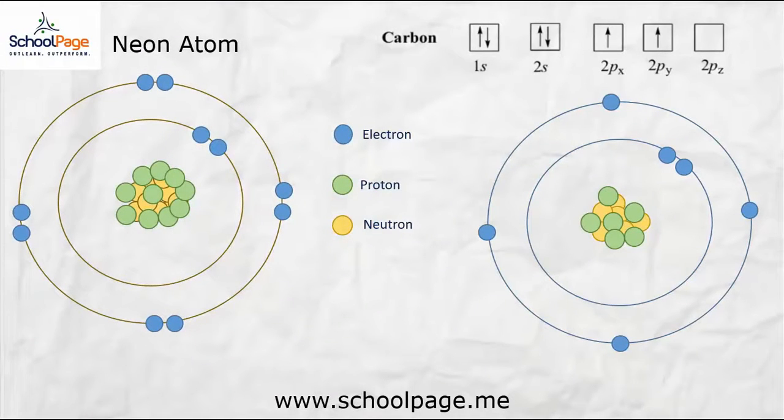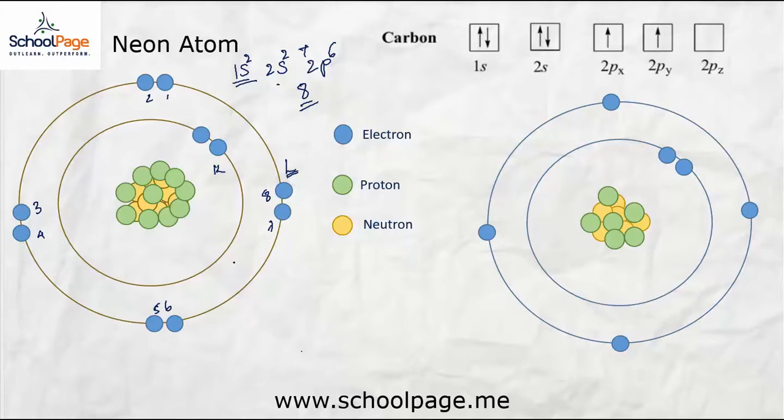The electronic configuration of neon is 1s2, 2s2 and 2p6. So it has 2 electrons in its K shell, and 2 plus 6, that is 8 electrons, in its L shell, that is the last shell. 1, 2, 3, 4, 5, 6, 7, 8.